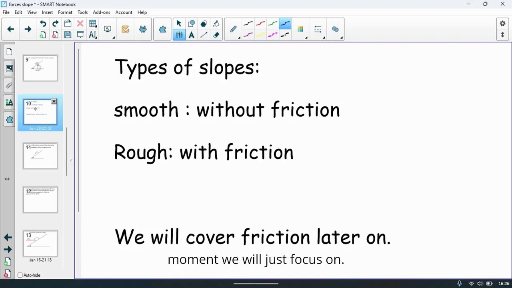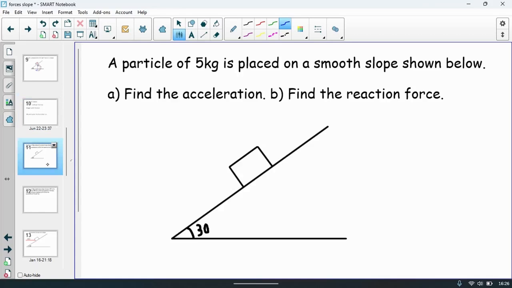At the moment, we will just focus on smooth. Right. So let's look at one example here. If you can pause, write this down, and then resume again.